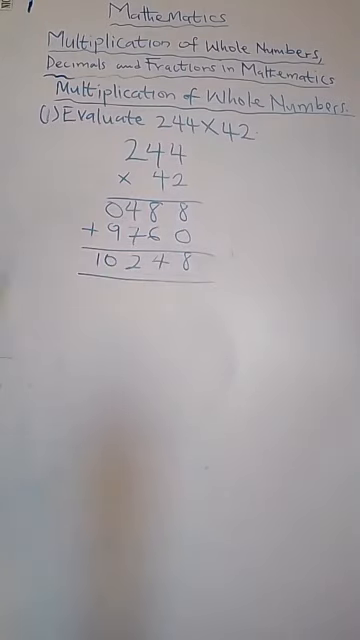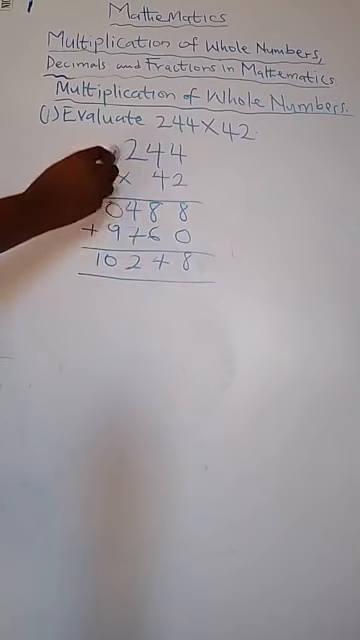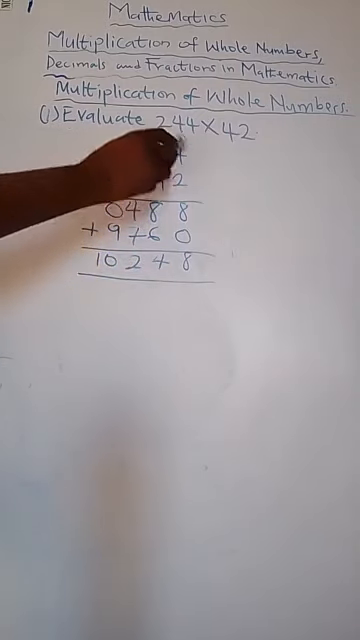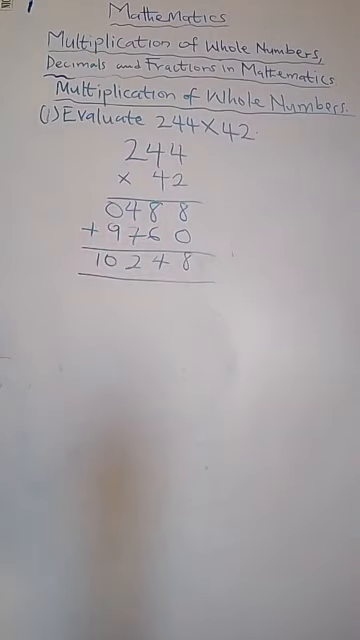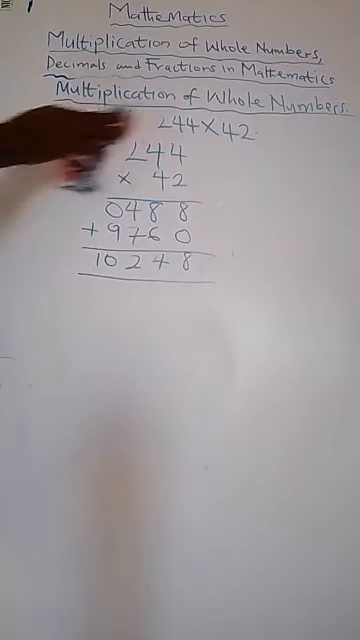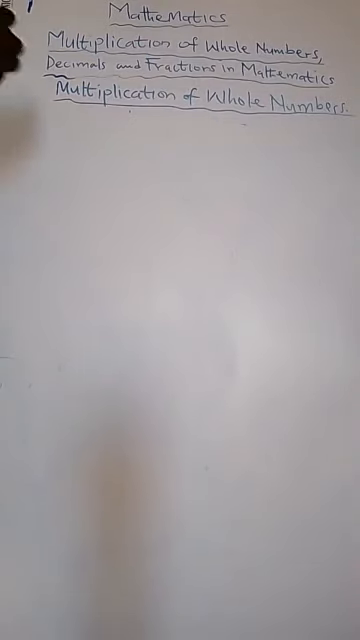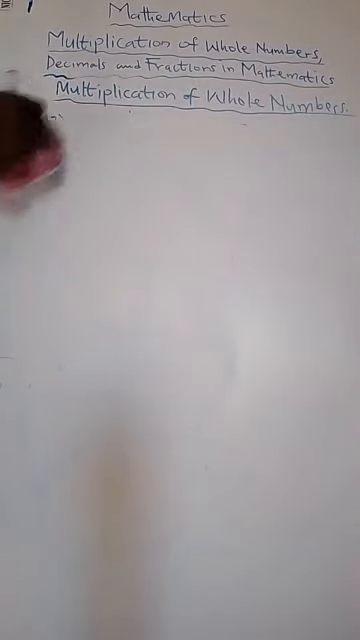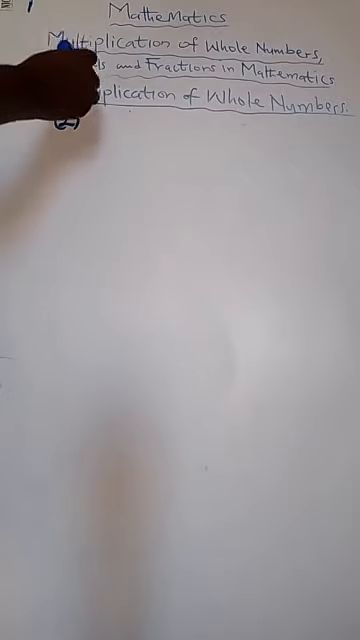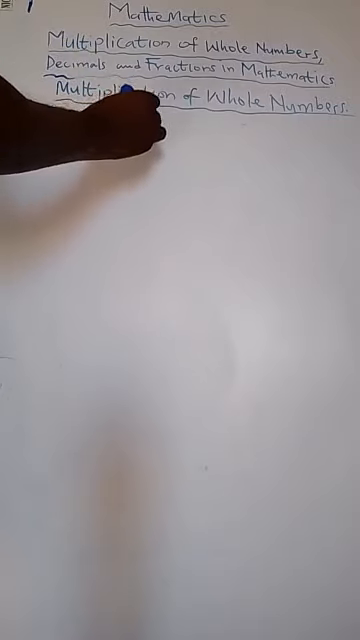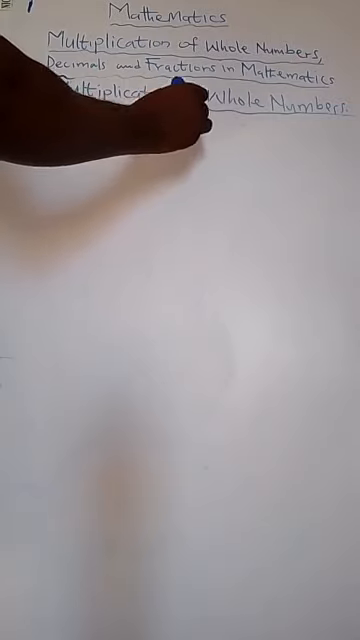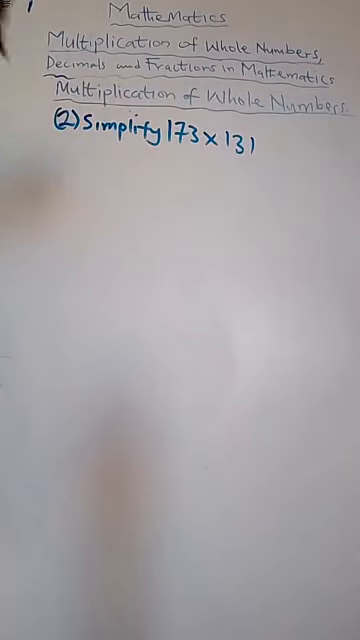So solving this kind of question means you need to go step by step. Use this one to multiply everything at the top first. Use this one to multiply everything at the top, the second step, then add everything together. Let's look at another example to understand it better. Let's say you have a question that says, simplify 173 times 131.